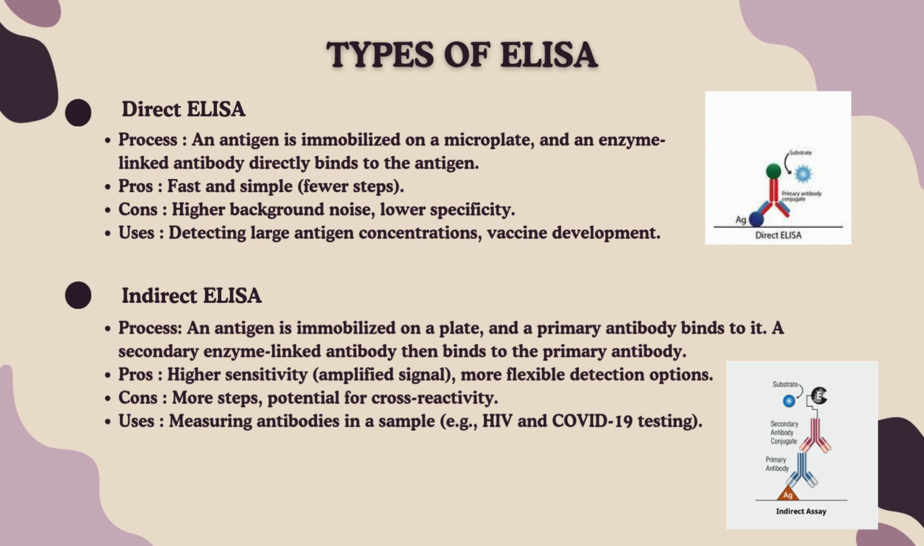However, for indirect ELISA, the process is that an antigen is immobilized on a plate and a primary antibody binds to it. A secondary enzyme-linked antibody then binds to the primary antibody. The pros of indirect ELISA are higher sensitivity, amplified signal, and more flexible detection options. The cons for indirect ELISA are more steps and potential for cross-reactivity. The uses for indirect ELISA are measuring antibodies in a sample, like HIV and COVID-19 testing.